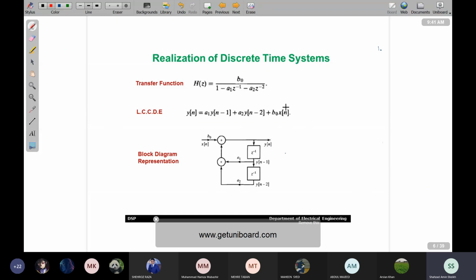If we have to implement this system, h of z is equal to b naught over 1 minus a1 z inverse minus a2 z minus 2. If I take the inverse z transform of that, that is nothing but y of n is equal to a1 y of n minus 1 plus a2 y of n minus 2 plus b naught x of n. If you have any problem up to here, please let me know.